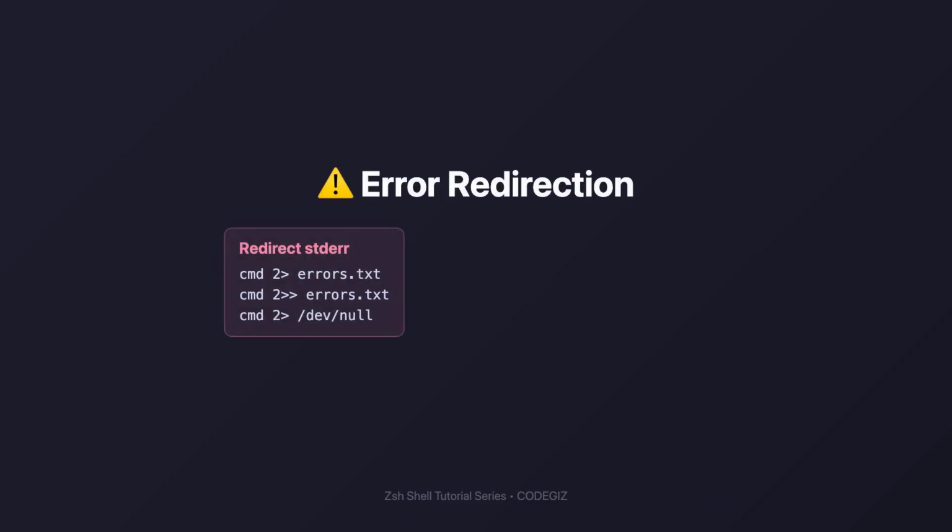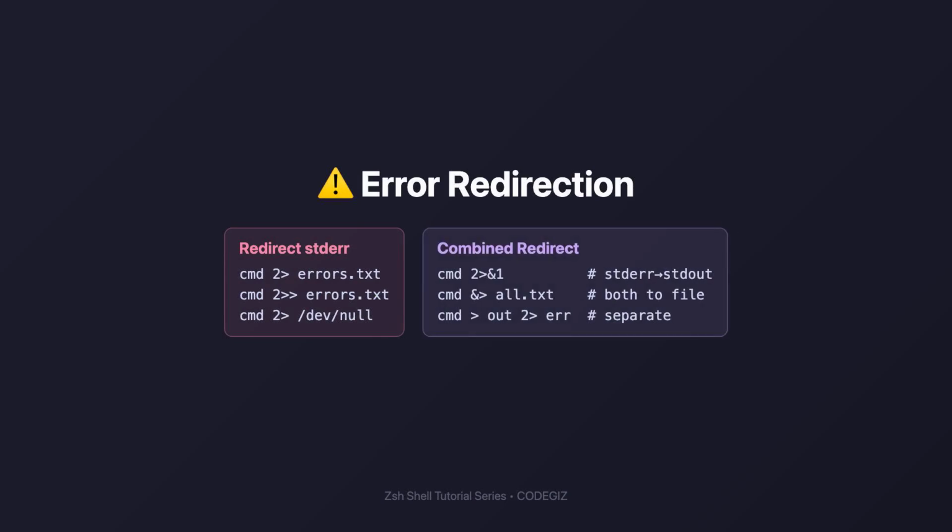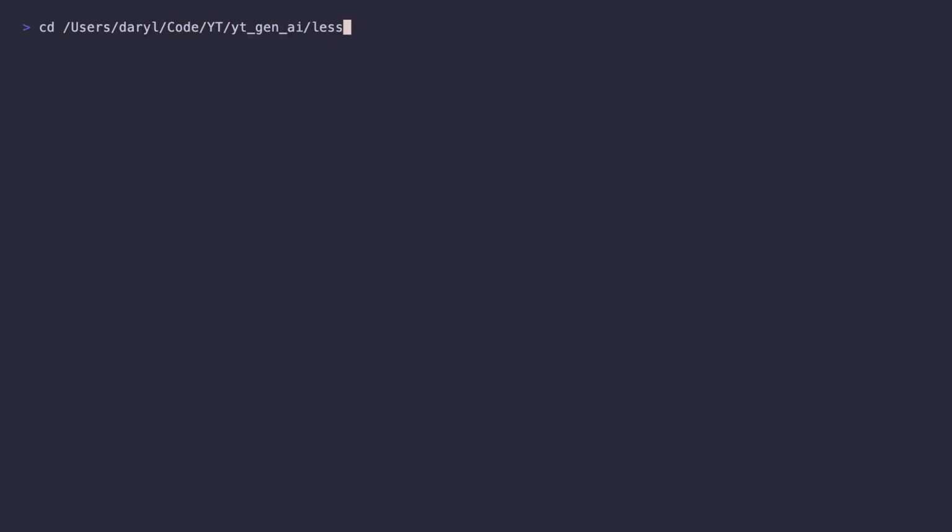stderr is file descriptor 2, separate from stdout. Use 2> to redirect error messages to a file. The 2>&1 syntax merges stderr into stdout. &> is shorthand for redirecting both streams. Let us create a script for error redirection.